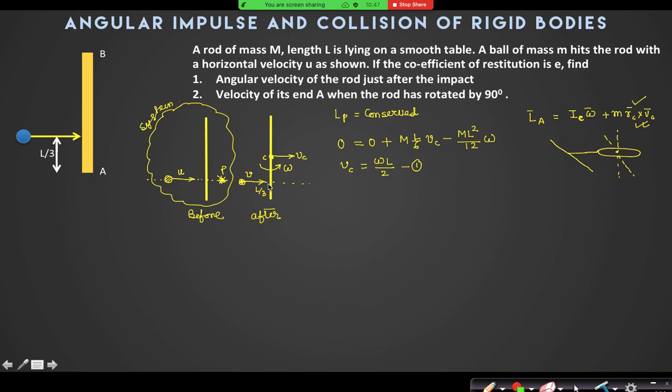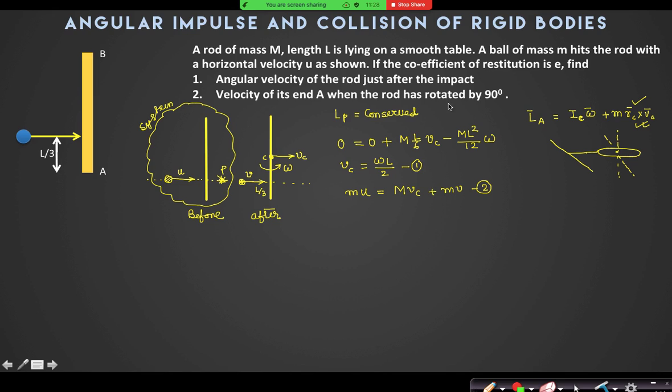What else can we conserve in this same question? Linear momentum, we can also conserve. And what is the linear momentum conservation equation? Small m u is equal to capital M into Vc, center of mass, plus small m into V. Right? Two equations we have got. How many unknowns are there? Can we solve these two equations? Vc, omega and V.